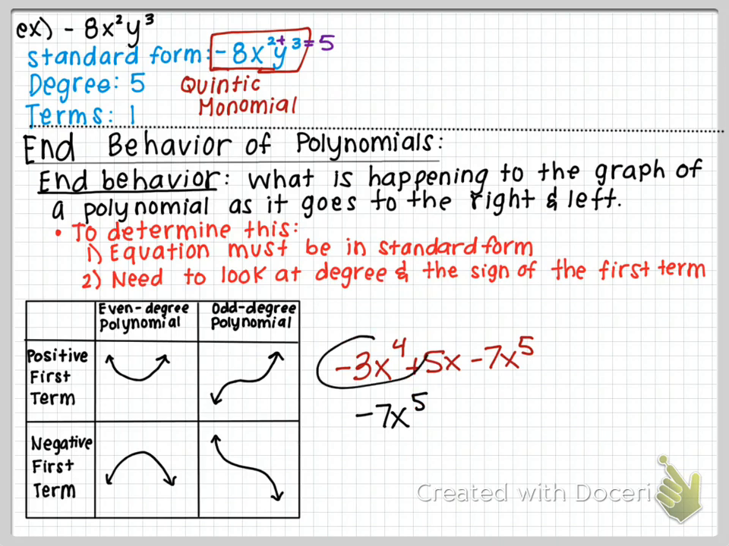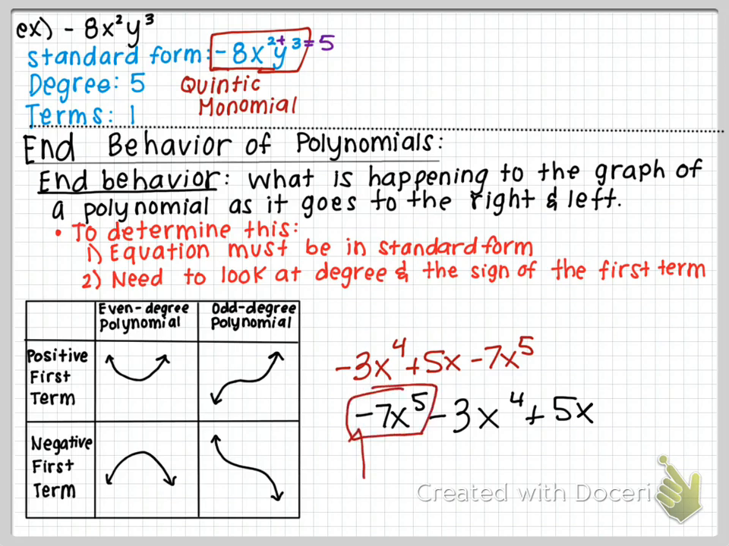Then we have a negative 3x to the 4th, so minus 3x to the 4th. And then we have a positive 5x. So that's how you'd write it in standard form, right? Now we have to look at the degree and the sign of the first term. We only care about the first term. So we're going to look at this guy.